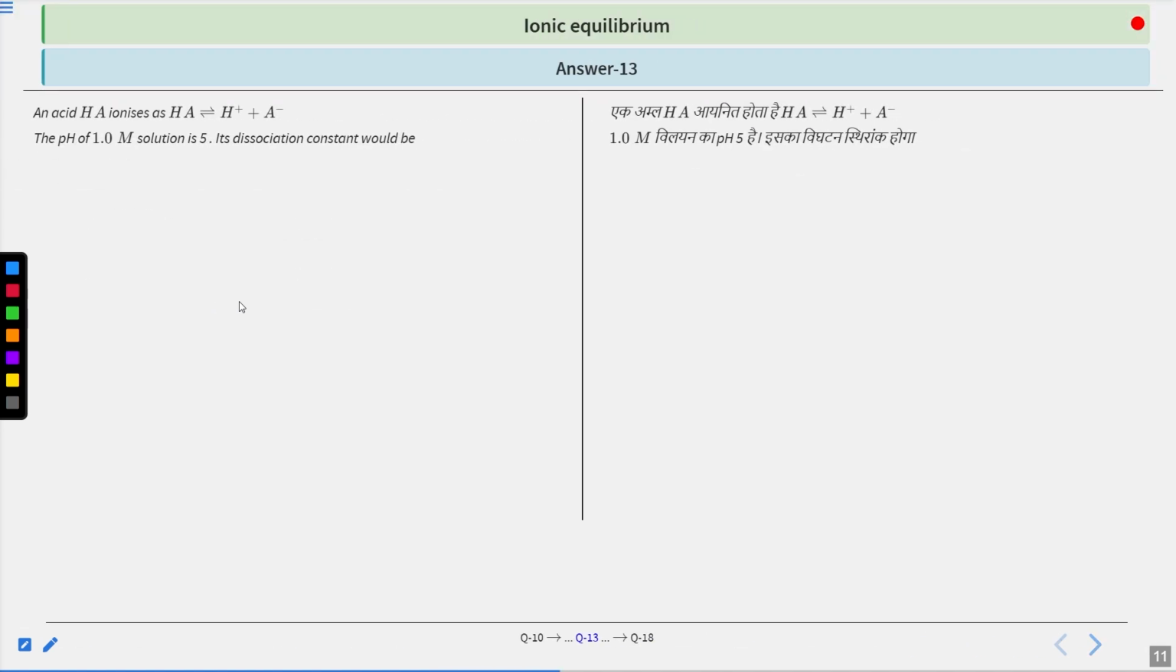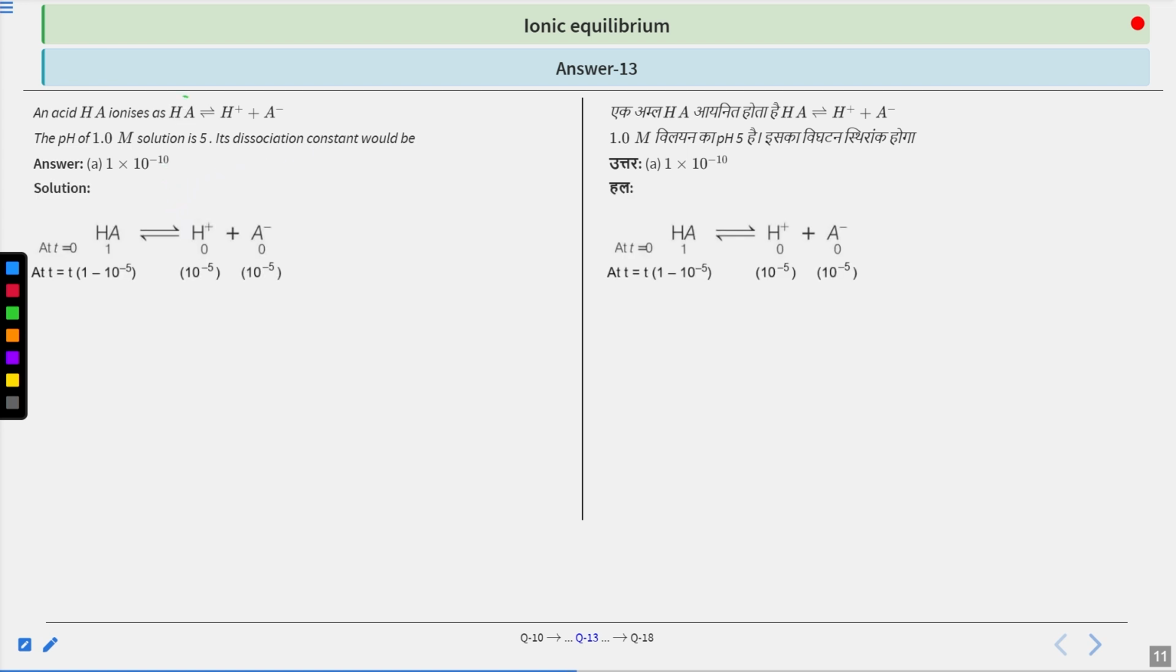So you are given an acid whose general form is HA, and it is dissociating into H plus and A minus. Further, its pH is given and its concentration is also mentioned. You have to use this and find the dissociation constant of the given acid, which is HA. The correct answer will be A, which is 1 into 10 to the power minus 10. So your acid dissociation constant would be this much.